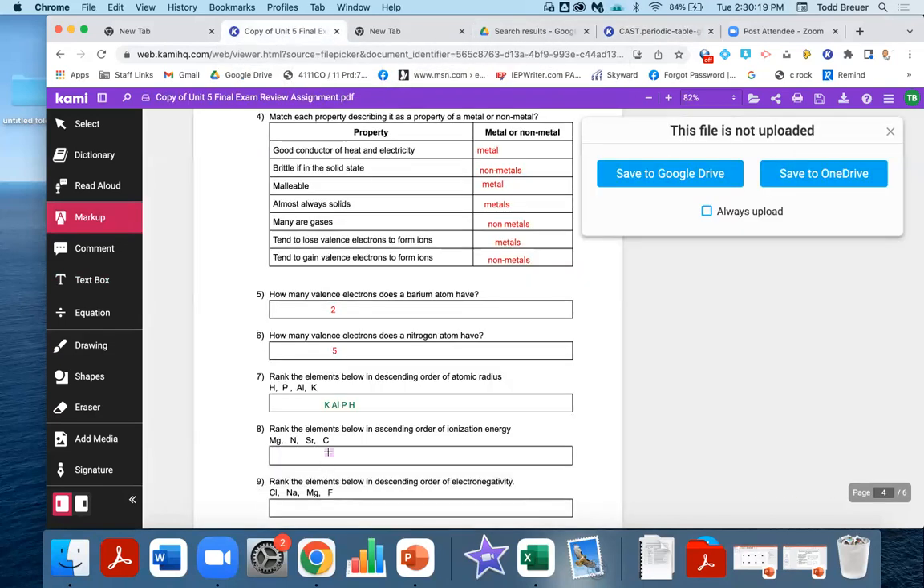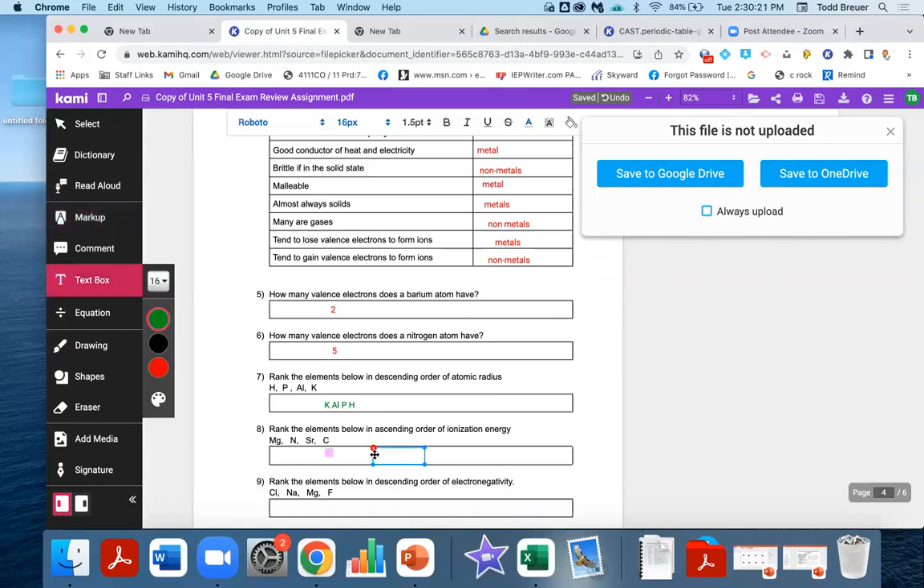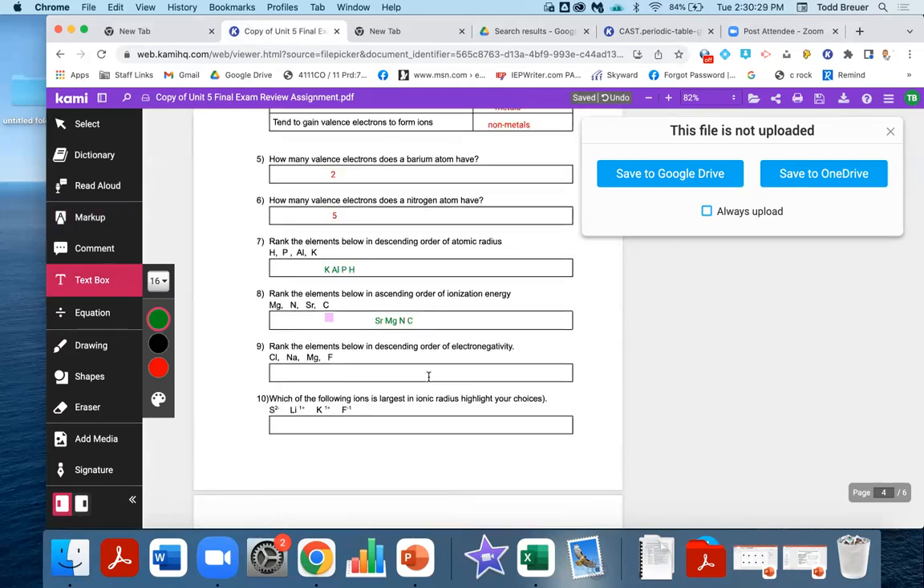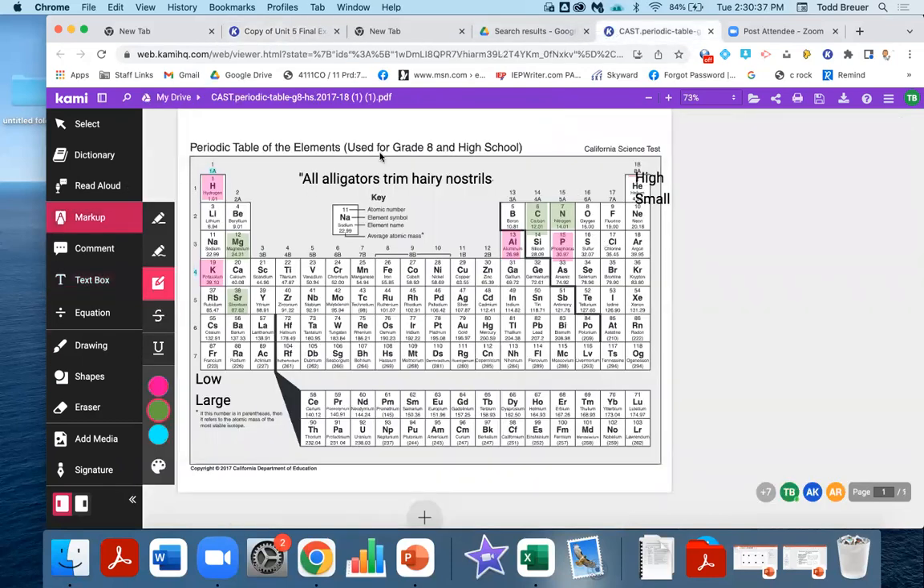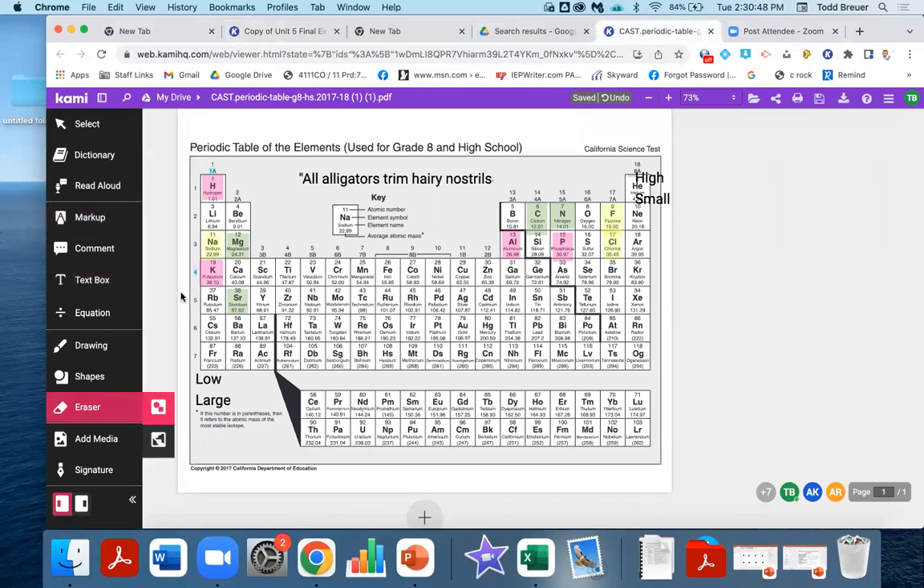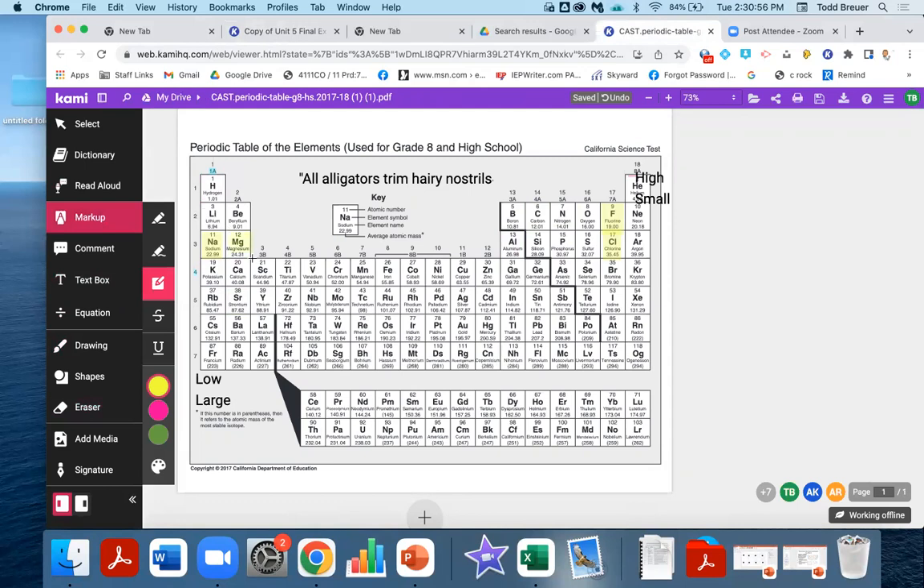Let's mark it up. Strontium, magnesium, nitrogen, carbon. Descending order of electronegativity: chlorine, sodium, magnesium, fluorine. So let's see, chlorine, fluorine, sodium, and magnesium. So we're looking at the ones marked in yellow right now.